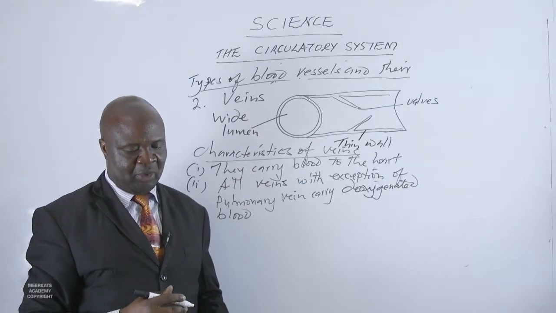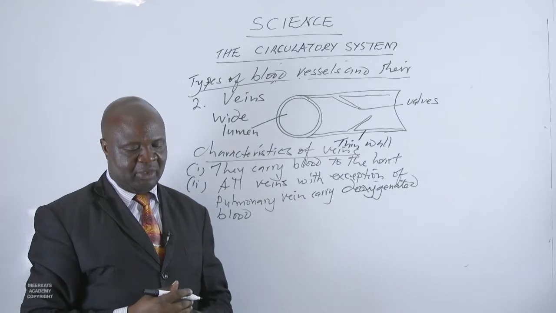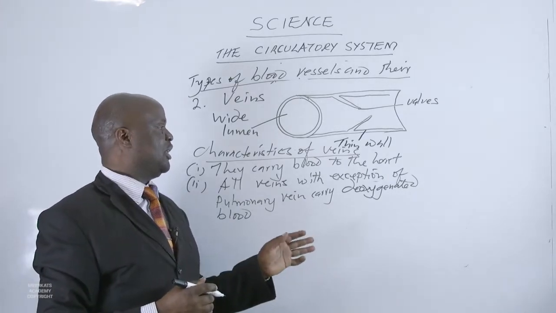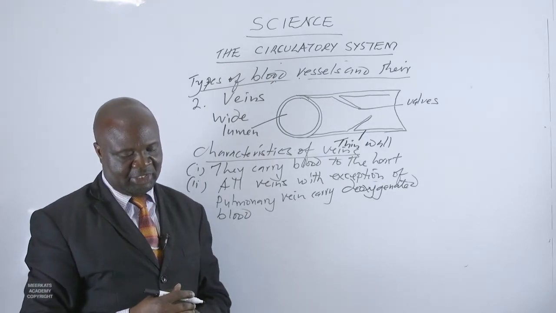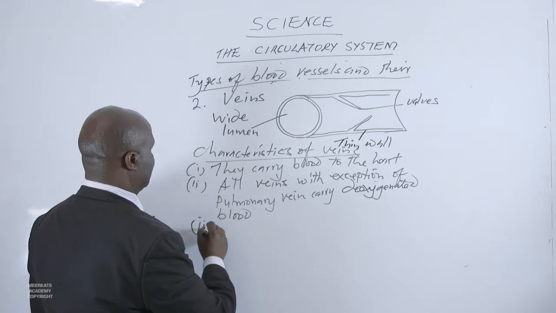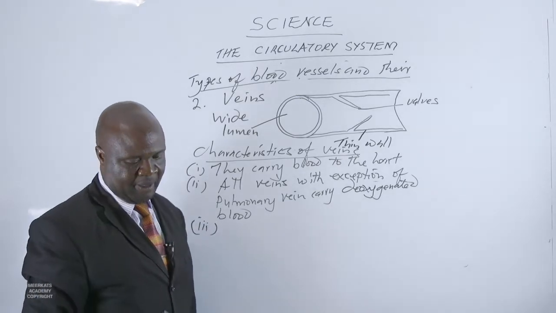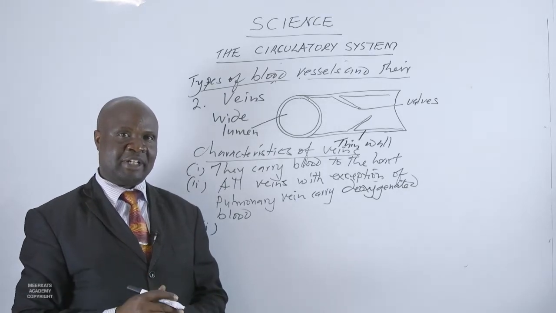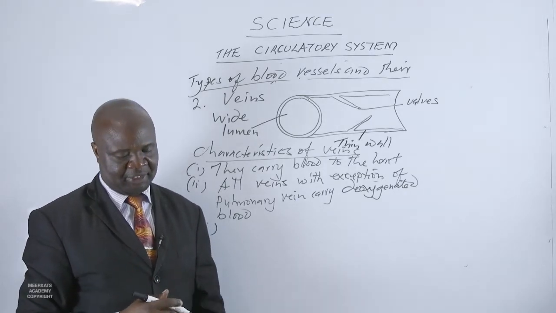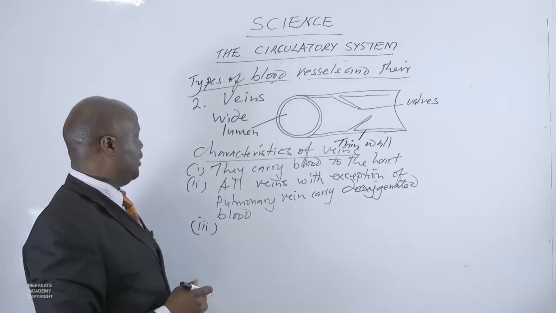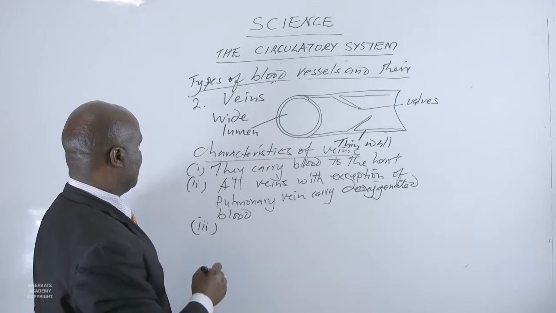Yes, all except they carry blood that is rich in carbon dioxide. So they carry deoxygenated blood, or blood that is rich in carbon dioxide. Another characteristic that we associate with the vein is that all veins are found near the surface of the skin and have thin walls with wide lumen.